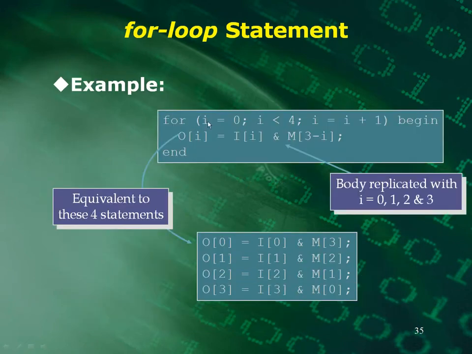So here I've written a for loop, and I said i equals 0, and while i is less than 4, i equals i plus 1. Okay, so in the body of the for loop, I've created my logic. I said o of i, so I'm using this index, is equal to i of i ANDed with m of 3 minus i. Okay, so it's going to replicate this for each loop iteration. So it's going to be equivalent to these four statements, where you have o of 0 equals i of 0, ANDed with m of 3, etc. So it actually replicates your logic that you're wanting to produce.